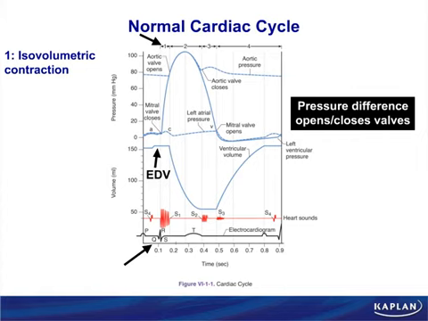Notice the panels on the Wiggers diagram. The upper panel is pressure, the lower panel is volume. So pressure and volume during a single cardiac cycle.